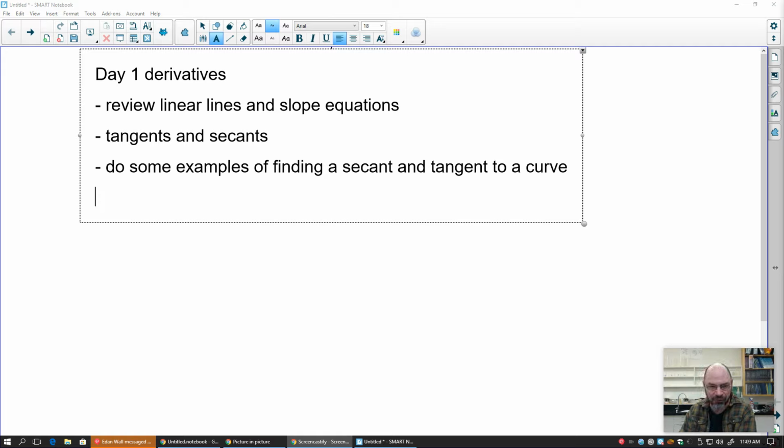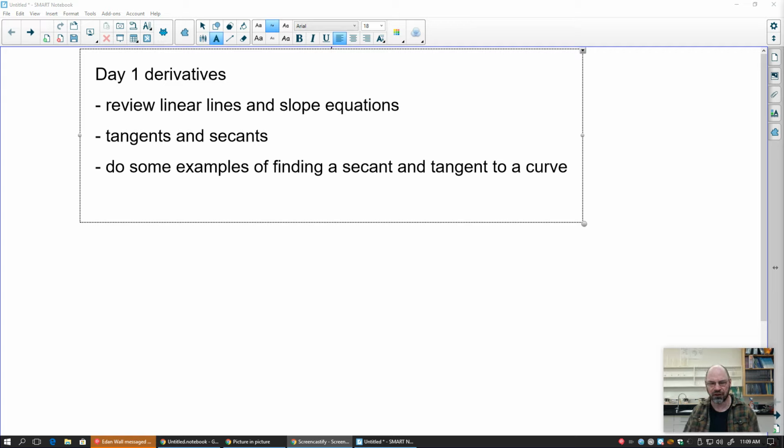So I want to keep these in that half an hour to 35-minute range. What we've got to do today for derivatives is first look at and review line slopes and the line equation, what that means and how we're going to use it. What are tangents and secants? Then we're going to use those two concepts to do some examples of finding a secant and a tangent to a curve. Basically, a derivative is the slope of a tangent to a curve at a particular point, and we're going to start by doing a little bit of approximation type work in this area.